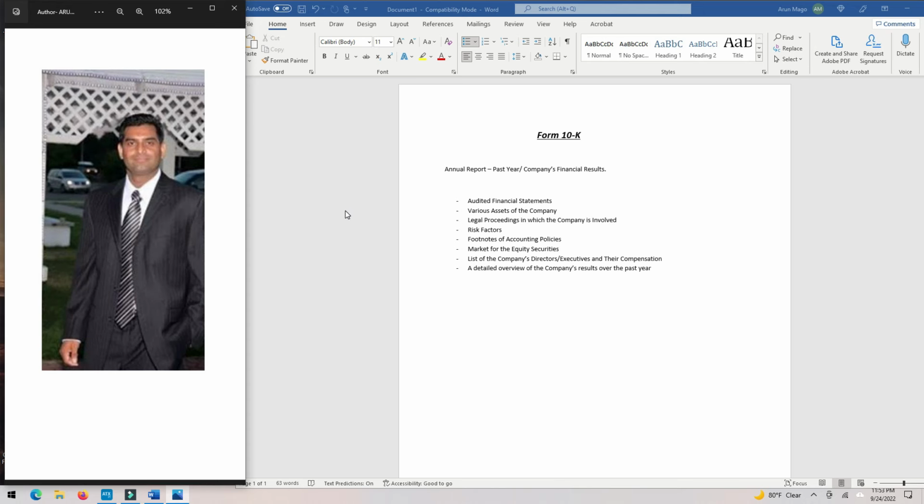Also, you need to look at the footnotes of their accounting policy. So do read the footnotes. There's some important information there all the time. And also you need to look at whether there's a market for the equity securities. So you're buying some stock, some fancy name, and it's thinly traded, or maybe somebody is just marking the tape. Marking the tape means they're buying and selling securities between themselves.